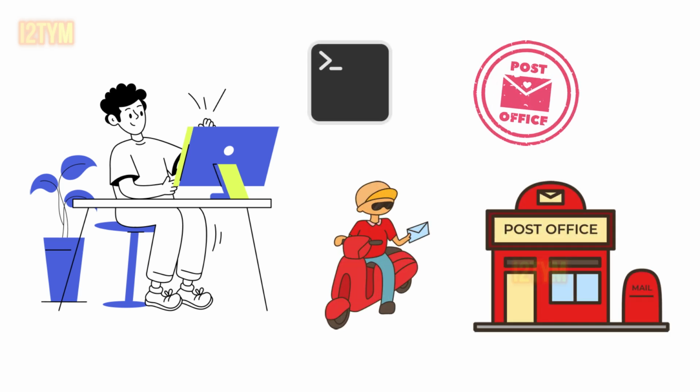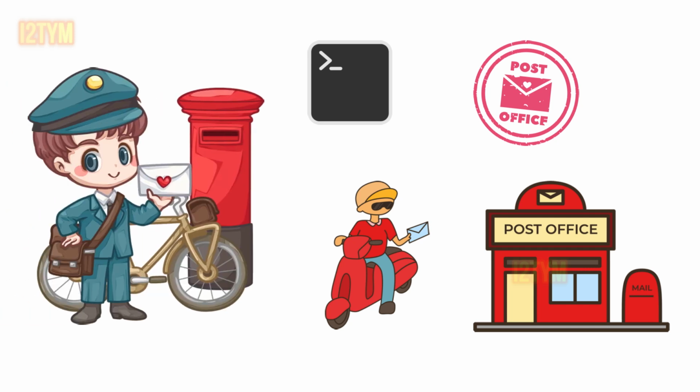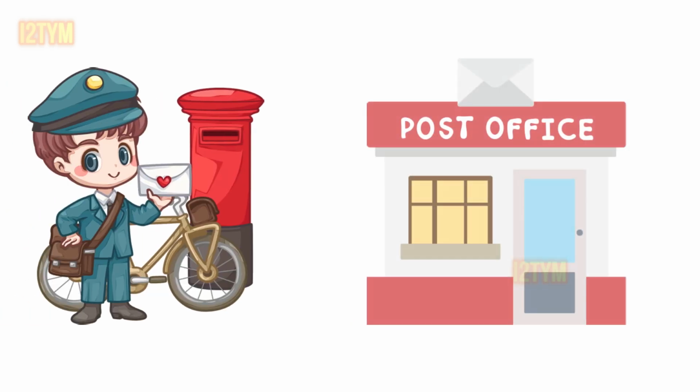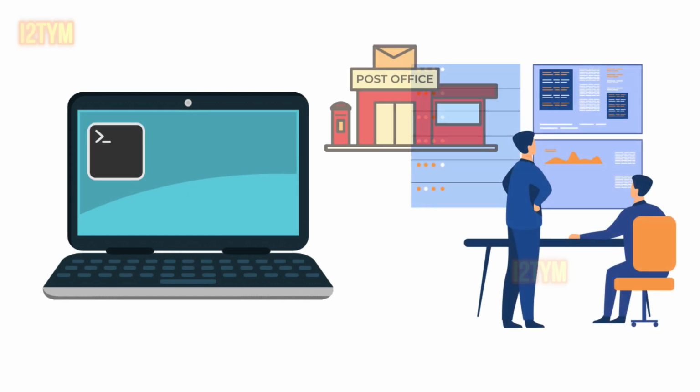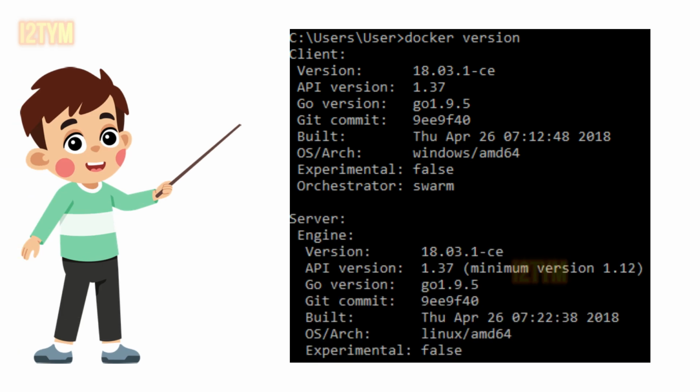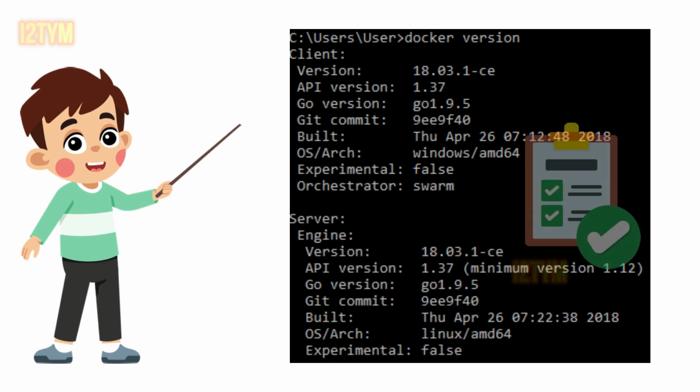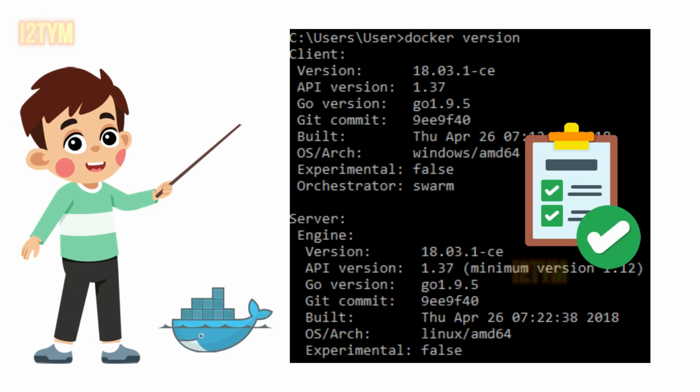Once your post office is set up, you want to make sure it's ready to work. Open your terminal or command prompt, the control room of your post office, and type docker version. This checks the license of your post office, making sure Docker is properly installed. If it shows a version number, you are good to go.